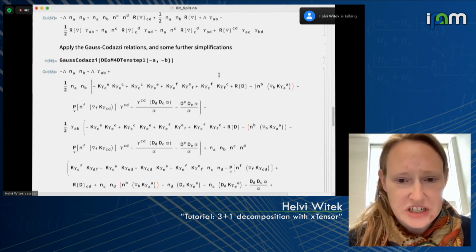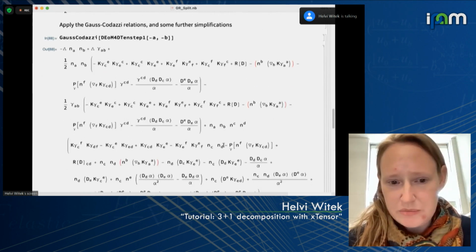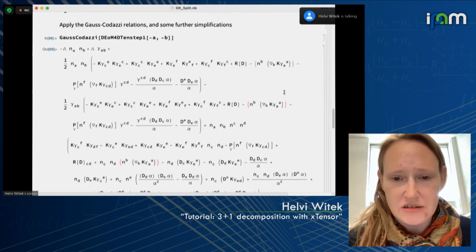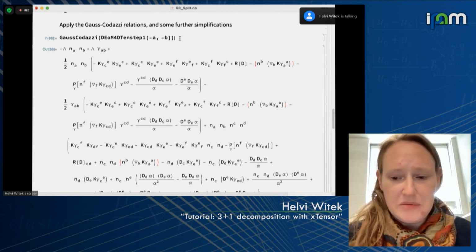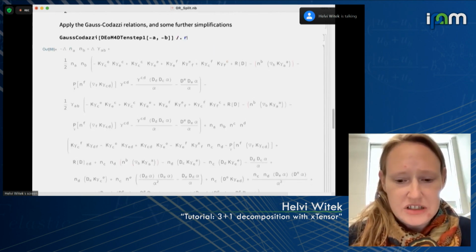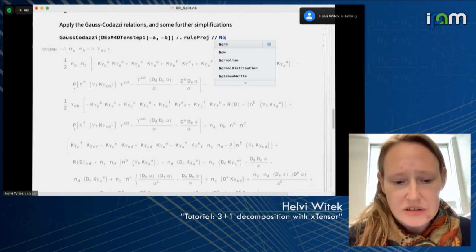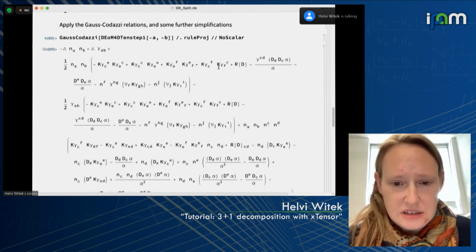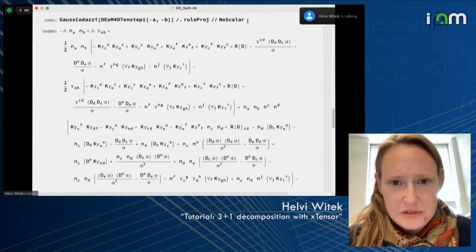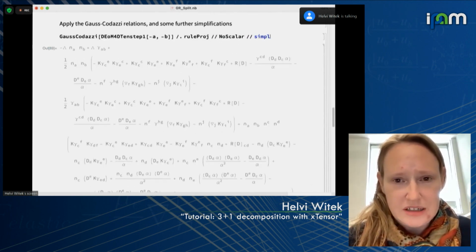So this would be the general expression. Again, not a big fan of this projector or using the same label for dummy indices as for free indices. So let me just get rid of those. Okay. Let me also already simplify a little bit.